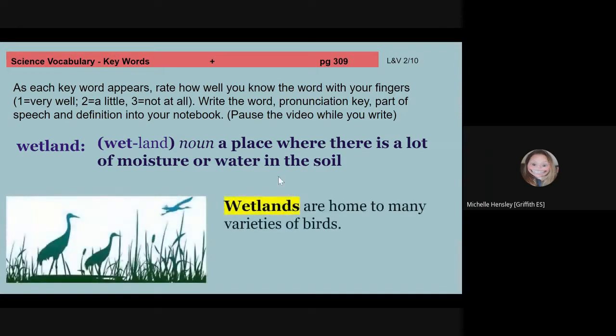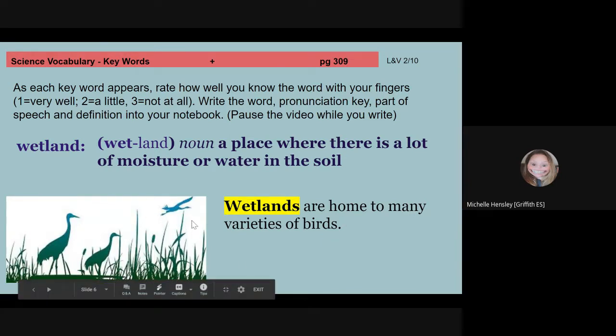So wetland, if you haven't been there, I would try it out. Wetlands are home to many varieties of birds because birds like wetlands. There's actually a wetland across the street from my house, a little mini one.